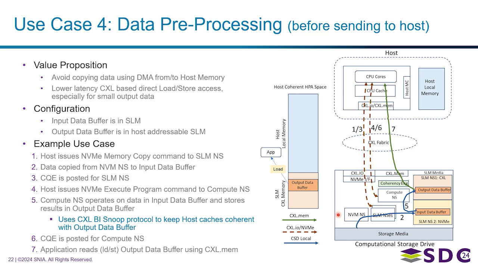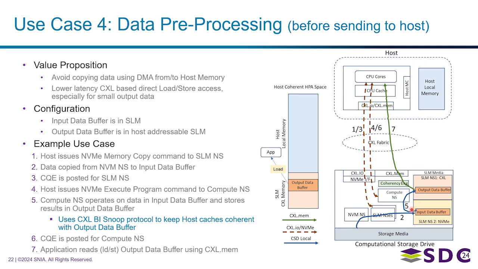In this use case, our input data buffer is in SLM, just traditional SLM that's not host addressable, and our output data buffer is in host addressable SLM. So step 1, the host issues an NVMe memory copy command to the SLM namespace, and we're going to read the data from the NVM namespace into our input data buffer. Step 1 is the command comes in. Step 2, the data is transferred from the media to the input data buffer. And a completion is posted for that. So now we've got the data in our input data buffer.